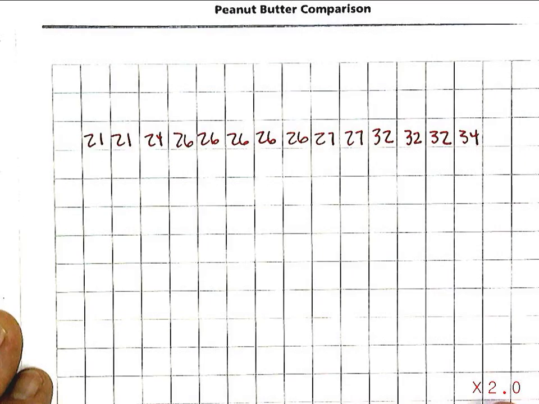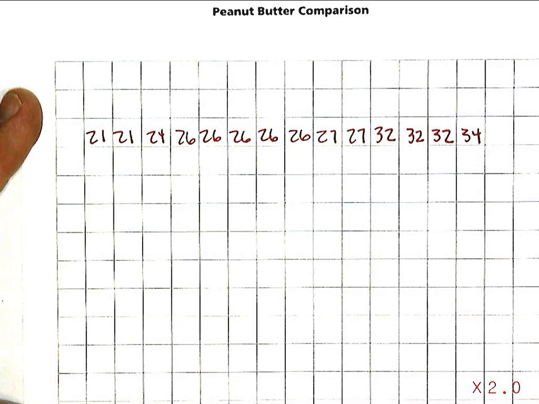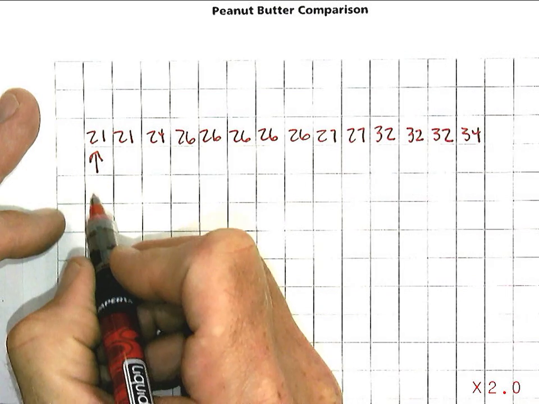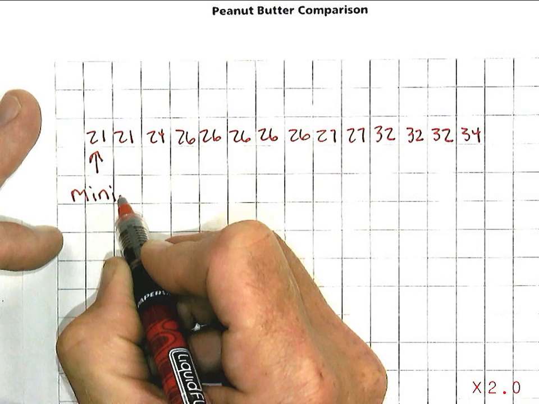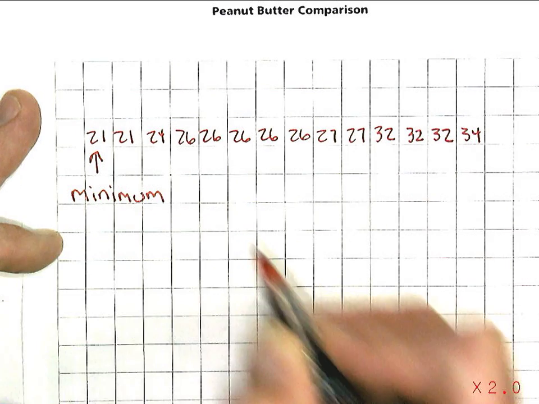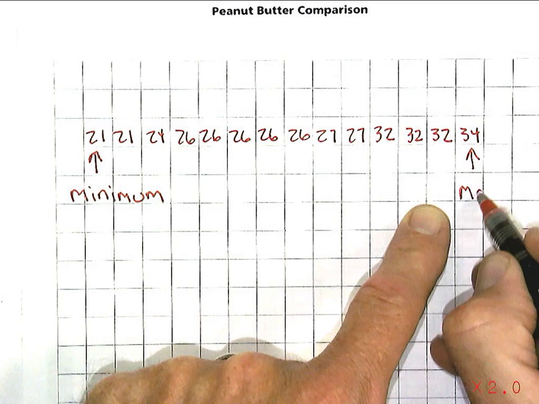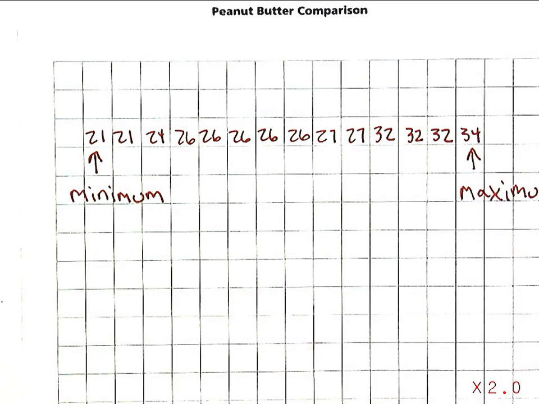Now they need to be in order because in order to find a 5-number summary, the 5 things you're looking for are the minimum. So that's this one right here. It's already there. It's not hard to find. It's the smallest number in the data set. And then the other one that's easy is the maximum. It's the biggest number. So we have our minimum and maximum.